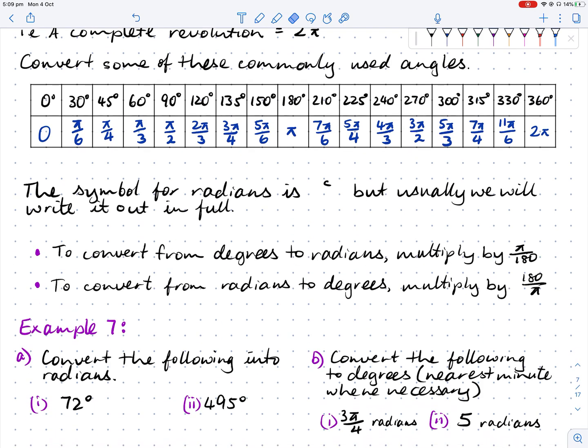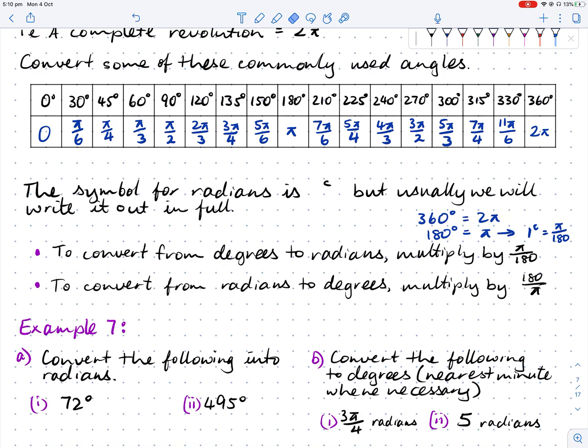Now, if we want to convert from degrees to radians, we had 360 degrees equals 2 pi radians. So what that means is 180 degrees is equal to pi radians. So if I want to go from degrees to radians, I need to convert this into what 1 degree is. So if I divide both sides by 180, that's going to be pi over 180. So 1 degree is pi over 180 radians. So if I've started with a certain number of degrees and I want to change to radians, we're going to multiply by pi over 180, which is what we've got here.